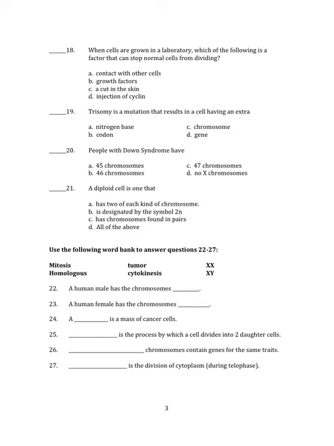And the correct answer is A, because when cells are in contact with other normal healthy cells, it inhibits them from dividing. Number 19 says trisomy is a mutation that results in a cell having an extra, and the answer is C, chromosome. So anytime you have one extra chromosome in one of the locations on a karyotype, it's considered a trisomy.